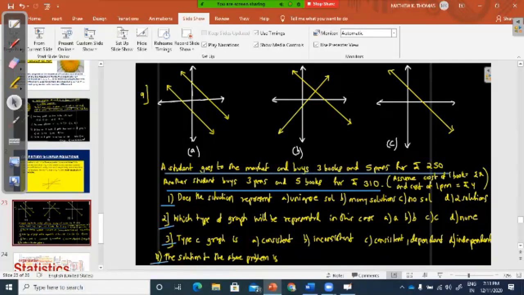3 books and 5 pens costing 250, 3 pens and 5 books costing 310. So what do you think? How many solutions will it have? Unique, many, no, or 2 solutions? How do we come to know the number of solutions?